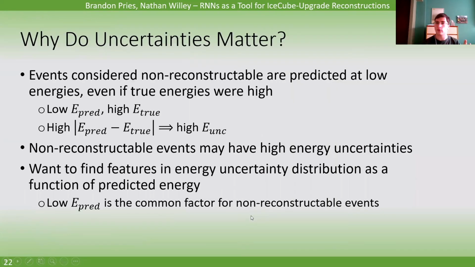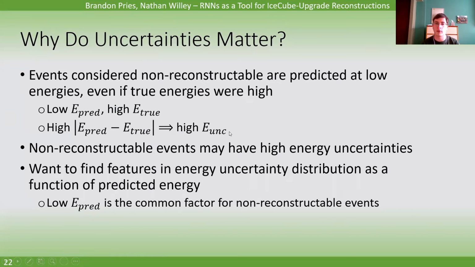So why am I telling you all of this? Why is this important? The events that we saw that were considered non-reconstructible are consistently predicted at low energies, even if the true energy was high. To say this differently, they had a low E pred and a high E true. That means the magnitude of that prediction error should be high, so the uncertainty should be high.